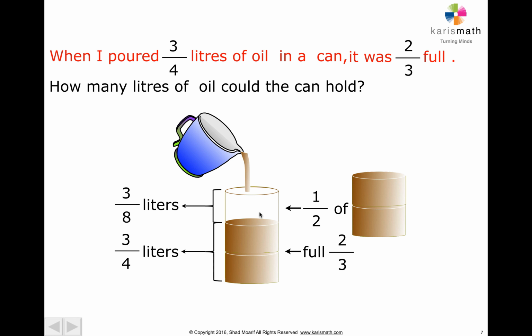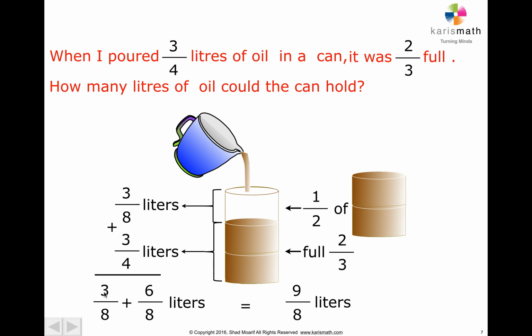So we know that this bit here is 3/8 and this bit here is 3/4 liters, that's the quantity. So altogether, if you add them up, how many liters of oil could the can hold? Well, 3/8 plus 3/4, this is like 6/8. So if we convert it this way, it comes to 9/8 liters, which means 1 whole liter and 1/8 liters. That's how much this whole can holds. So that's one way of thinking about it.